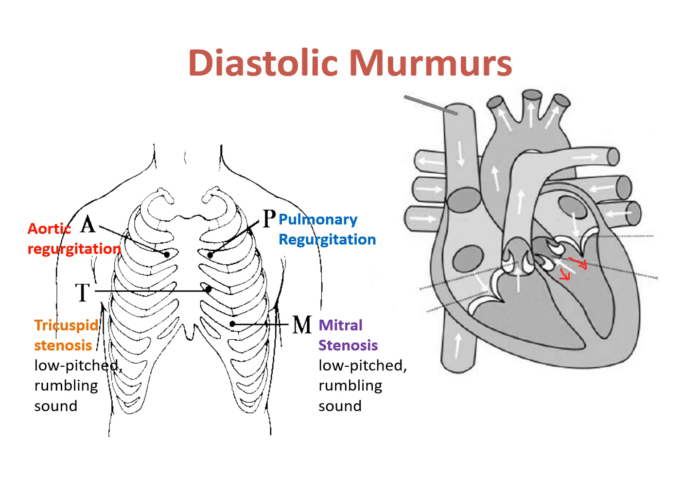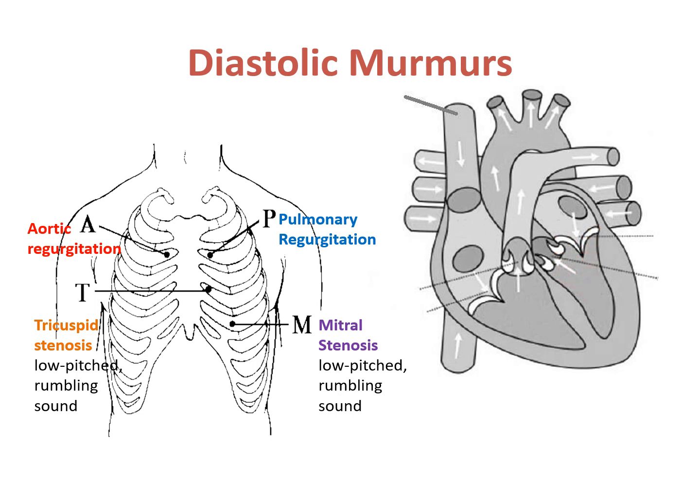In pulmonary valve regurgitation, when the pulmonary valve does not close properly, it causes the blood to flow back into the right ventricle during the heart's relaxation phase. Mitral valve stenosis murmur is a low-pitched rumbling sound heard during the diastolic phase of the heart, caused by restricted blood flow through the narrowed mitral valve.